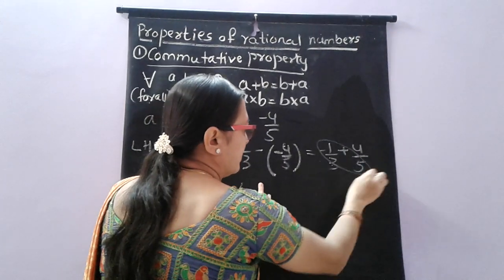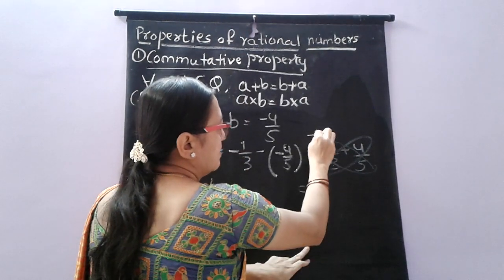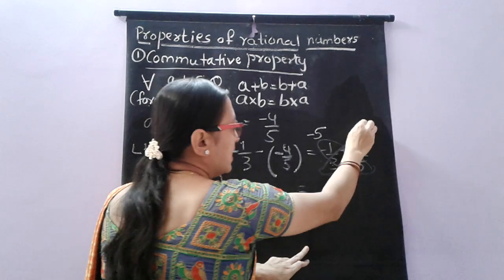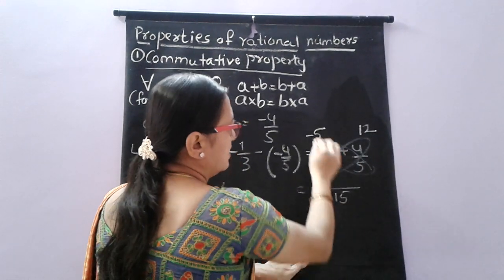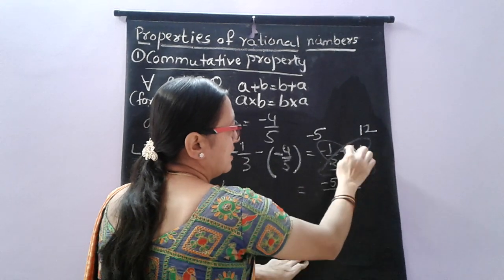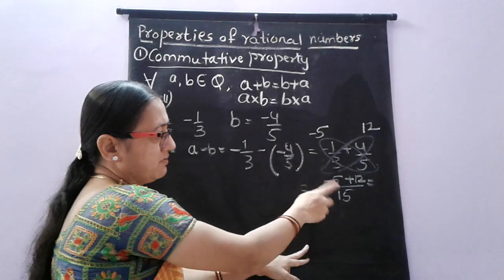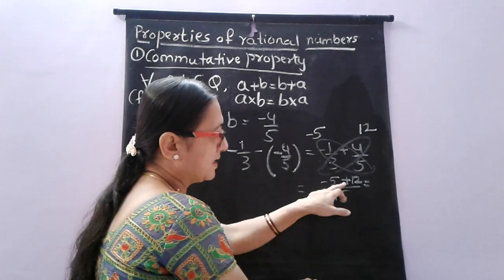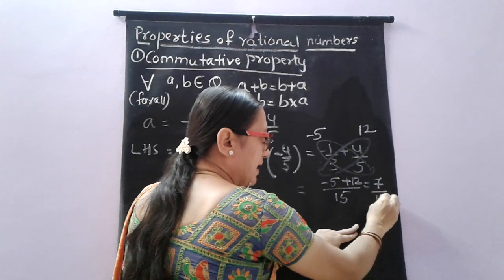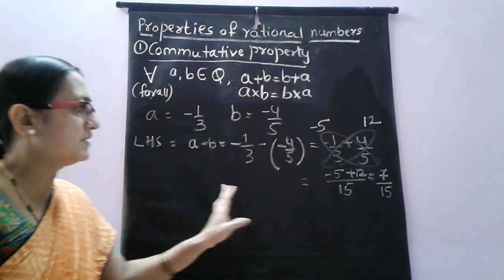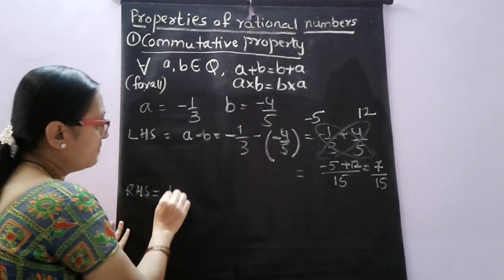Again apply the butterfly method. Multiply. 5 ones are minus 5, 3 fours are 12. Multiply these two, this is 15. Minus 5, this is plus 12. What is the answer here? One plus, one minus, you have to subtract. Big number sign is plus. So 12 minus 5 is 7 by 15. Now this is left hand side. Let us check RHS. That is B minus A.